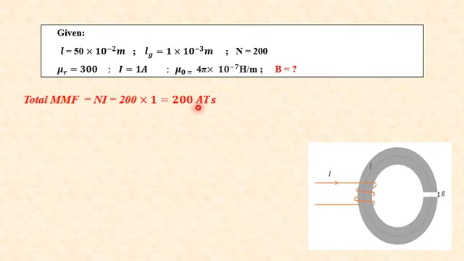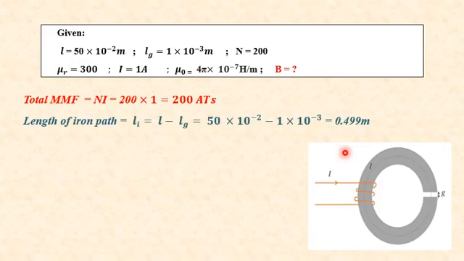So total MMF, first we can find that. Total MMF is equal to N into I, that is 200 into 1, that is equal to 200 ampere turns. Then we need to find out the length of the iron path, Li. So here in the question, mean length is given, that is L is given. So length of the iron path is mean length minus the length of air gap. So that is Li equal to L minus Lg. So it will be obtained as 0.499 meter.